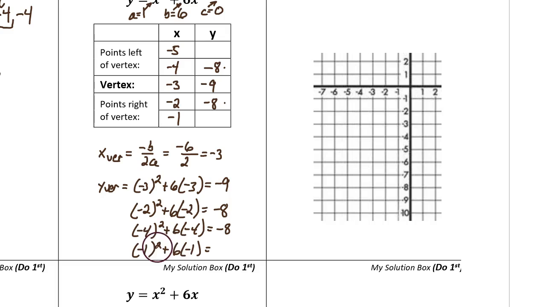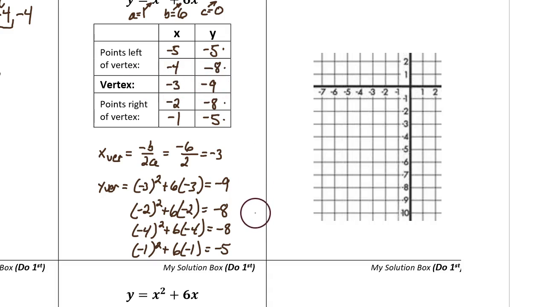Negative 1 squared is 1. Right here, this is negative 6. And 1 and negative 6 makes negative 5. When we substitute negative 5, we will also get negative 5 because we're going to have symmetry. This one has to match this one. If it doesn't, you either wrote these numbers in the wrong order or you didn't correctly find the vertex dot.